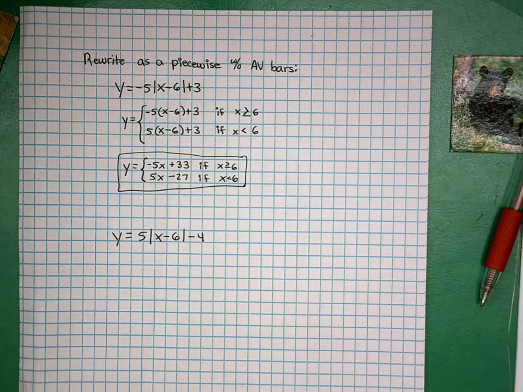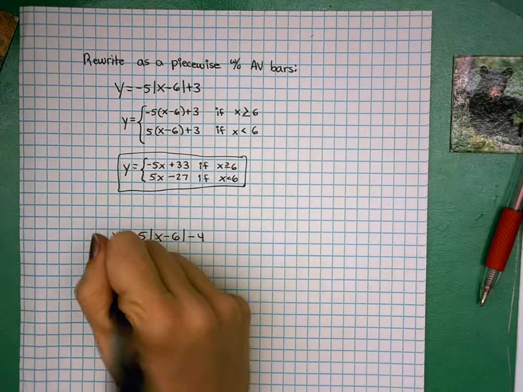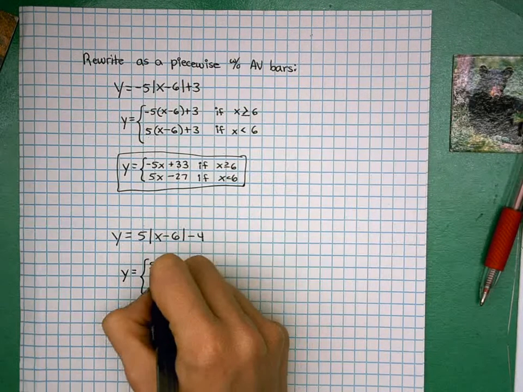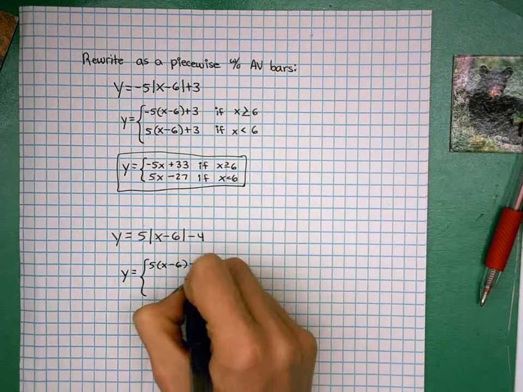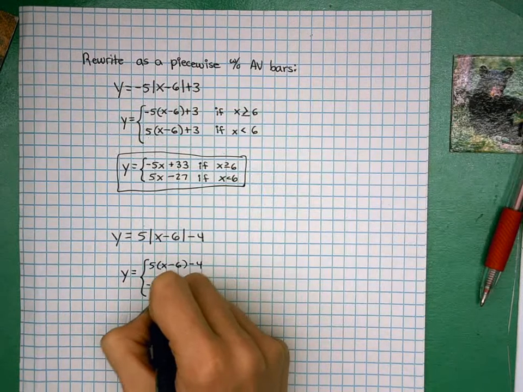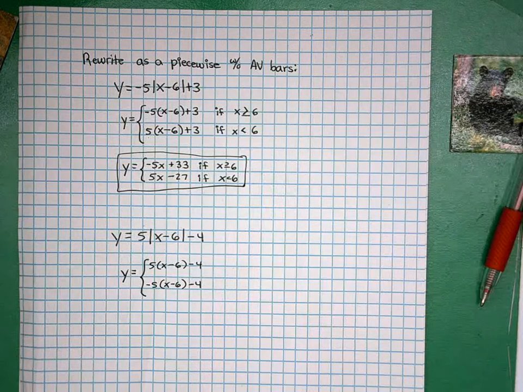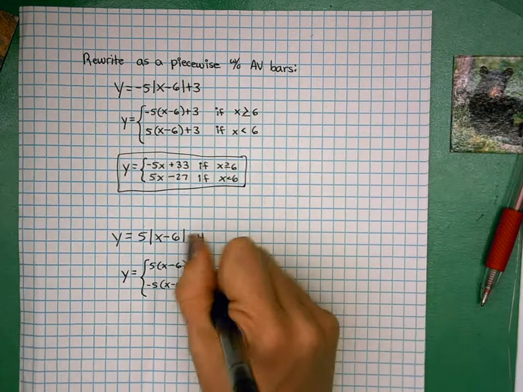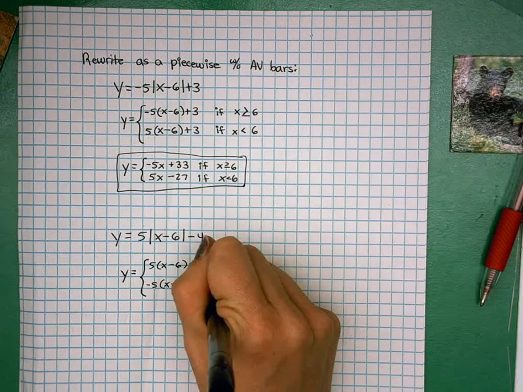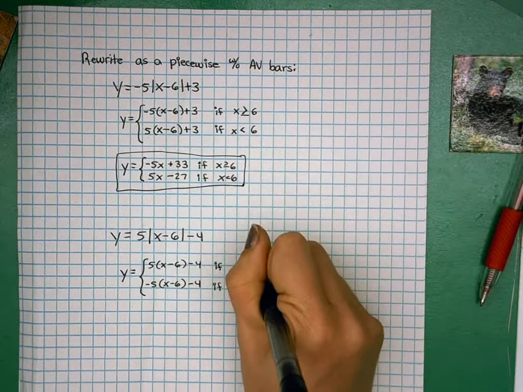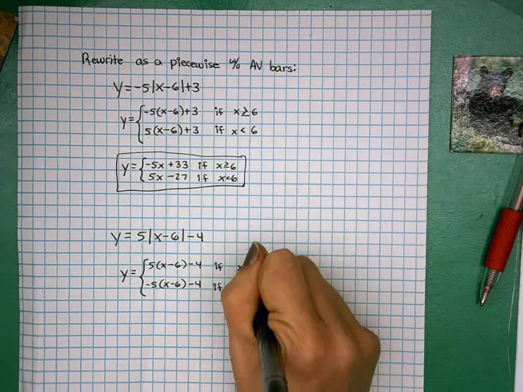Okay, so rewriting this one, we have our positive leg, 5 times absolute value of x minus 6, minus 4, and our negative leg, negative 5 times absolute value of x minus 6, minus 4. Where does this one break? In this case, this one breaks at positive 6. Okay, figuring out which way it faces.